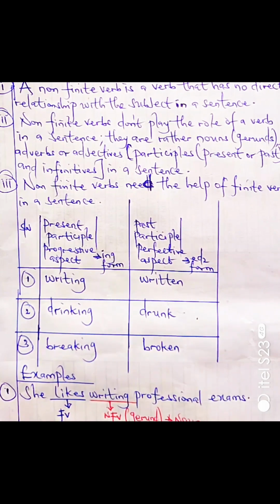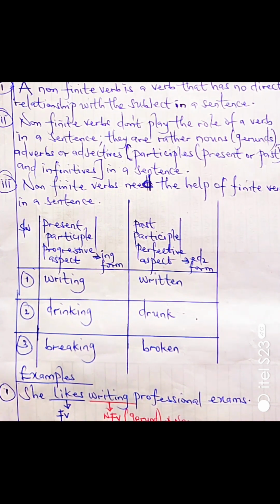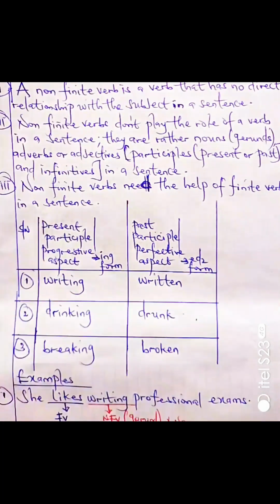Now, don't forget the fact that there is no way a non-finite verb will make any sense without the help of a finite verb. They can't just make any sense. And that's why we call them non-finite verbs. Now look at this couple of examples.